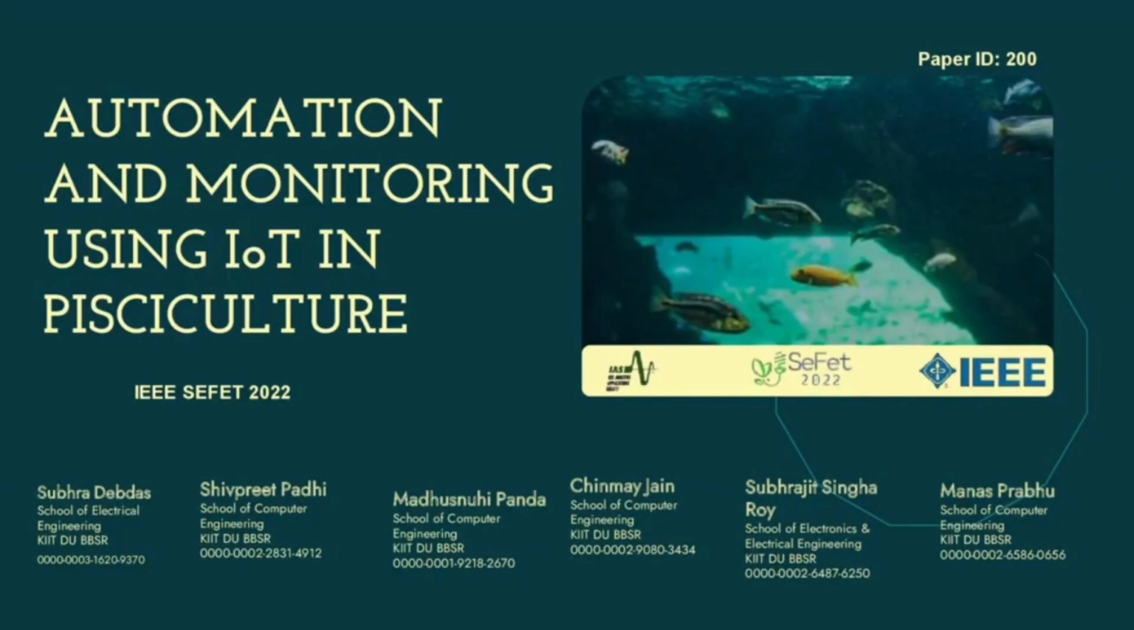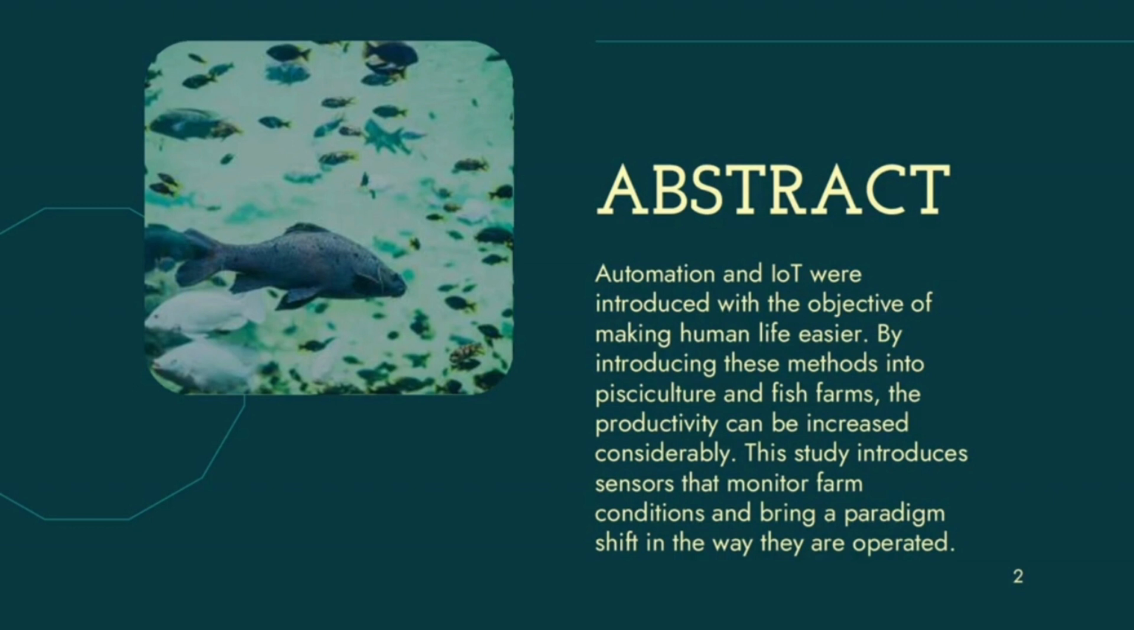Greetings everyone. I'm Chinmay Jain, the presenting author of the paper Automation and Monitoring Using IoT in Pisciculture. The co-authors of this paper are Dr. Subradev Das, Dr. Subrajit Singh Roy, Mr. Shippreet Padi, Ms. Madhusni Panda, and Mr. Manas Prabhu. A simple life has been the purpose of humankind throughout history, and automation makes life simple.